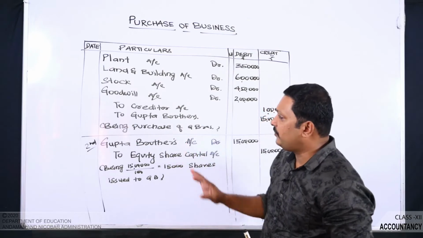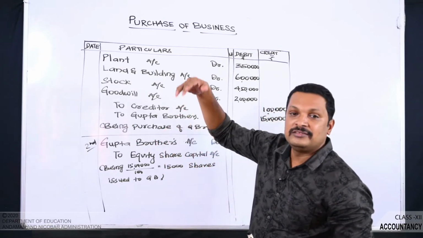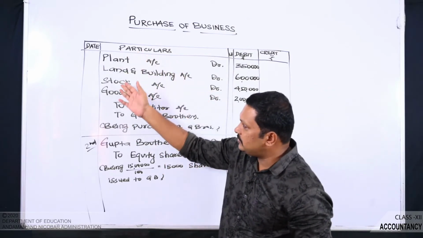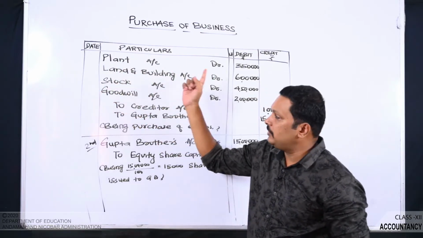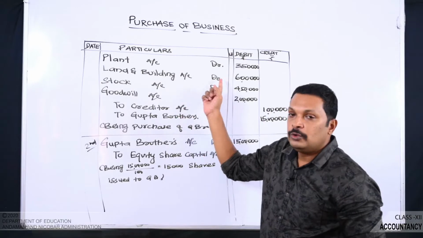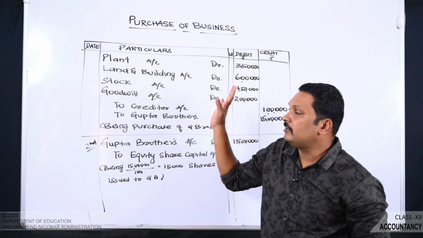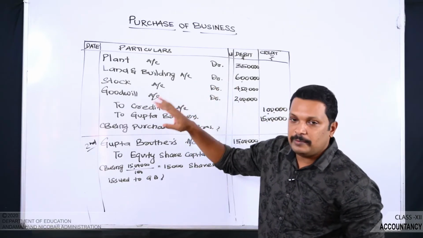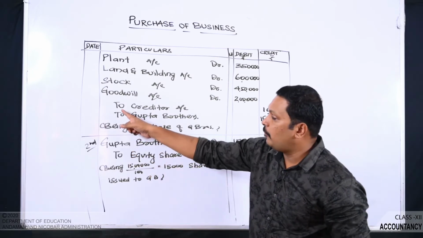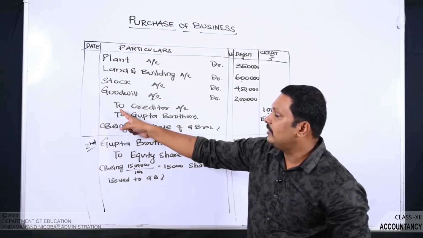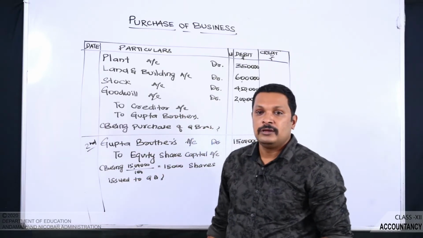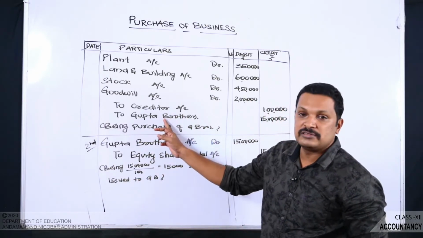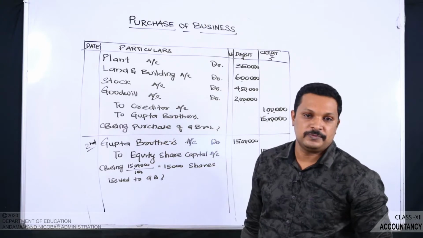Okay. So after that, pass the journal entries. You have to debit all the assets like plant account, land and building account, stock account, goodwill account. We already debited all the assets. And credit all the liabilities given in the question. We have only one liability, that is creditors, so we credit creditors. And we credit the giver. Who is the giver? Gupta brothers is the giver. We credit the Gupta brothers.